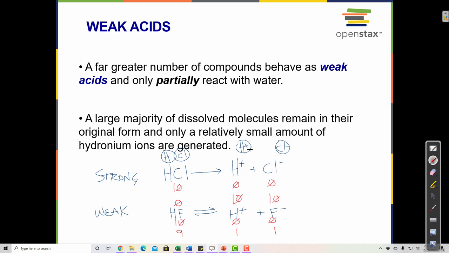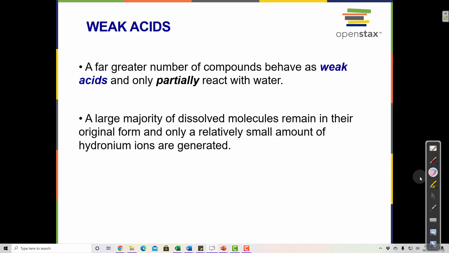But in a weak acid, these two pieces don't completely fall apart. In fact, almost all of them are still together. In a weak acid, I have 90% or 99% of my molecules still look like this. And only 1% of the molecules look like this. So weak acids don't fall apart all the way. And strong acids do fall apart all the way. And there's only 6 strong acids. So most acids are weak and they don't dissociate completely.